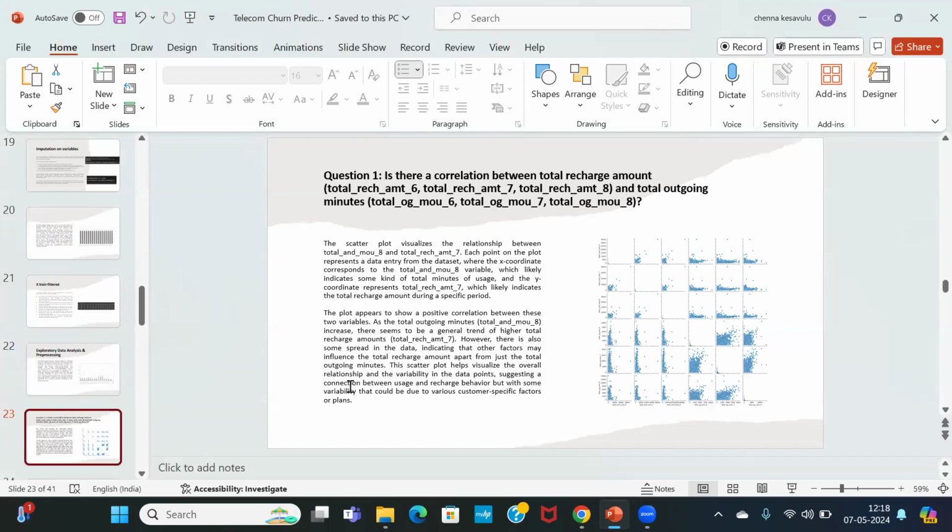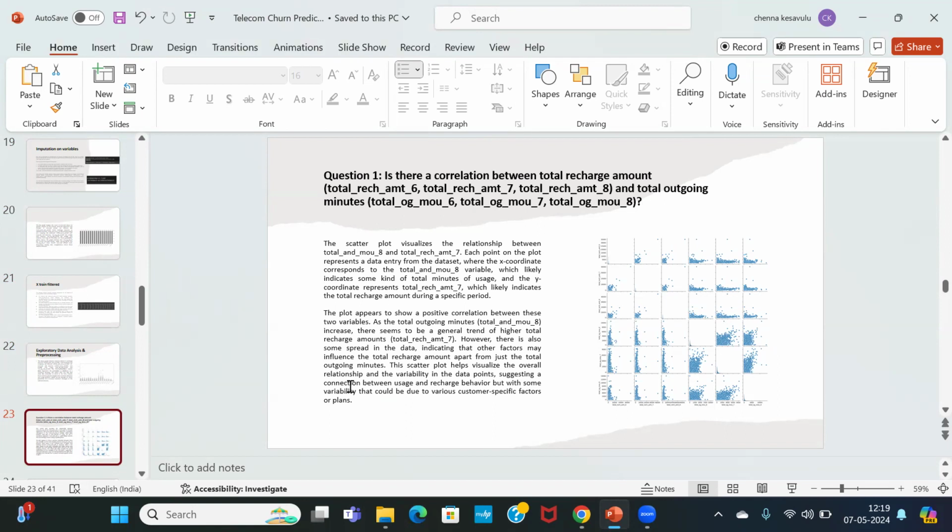Thank you, Tejasri. Here I'm going to ask a few questions. Is there any correlation between total recharge amount and total outgoing minutes? We all have doubts on this, so I'm going to explain about this.